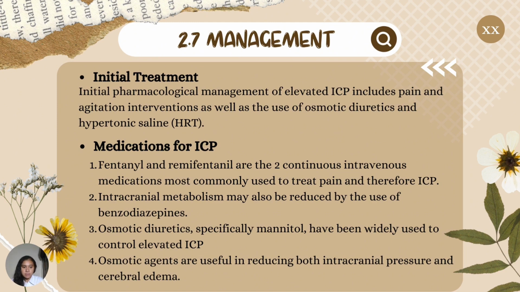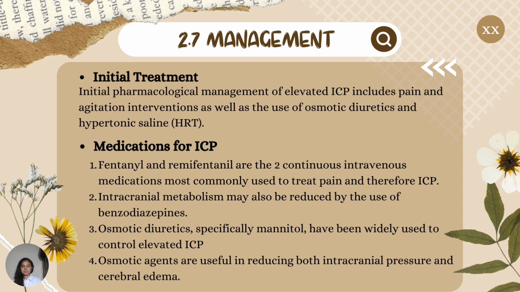And the second management is medications for intracranial pressure. The first one is fentanyl and remifentanil, the two continuous intravenous medications most commonly used to treat pain and therefore intracranial pressure. Intracranial metabolism may also be reduced by the use of benzodiazepines. The third one is osmotic diuretics, specifically mannitol, which have been widely used to control elevated intracranial pressure. And the fourth is that osmotic agents are useful in reducing both intracranial pressure and cerebral edema. And if this management cannot treat the patient with brain herniation, the next step is surgery.